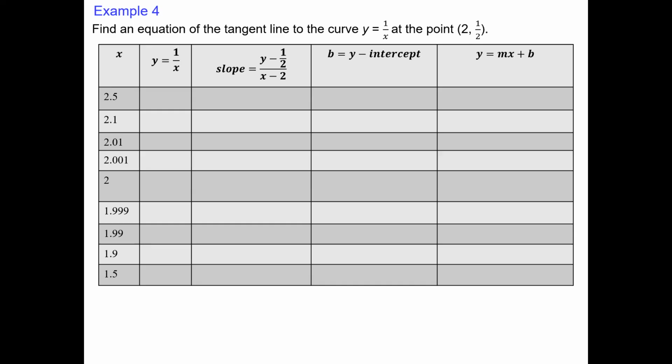In this video, we will try to find an equation of a tangent line to the curve y equals 1 over x, a hyperbola, at the point (2, 1/2). In order to get an equation of any line, we will need a slope. We have a point, that means the point-slope form is quite helpful, but we need a slope.